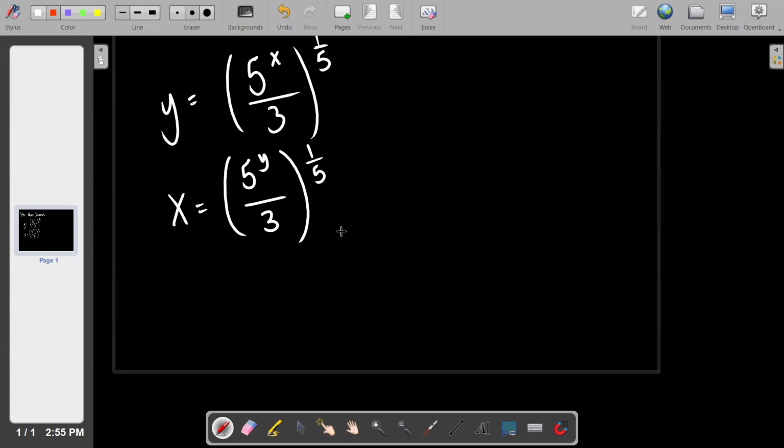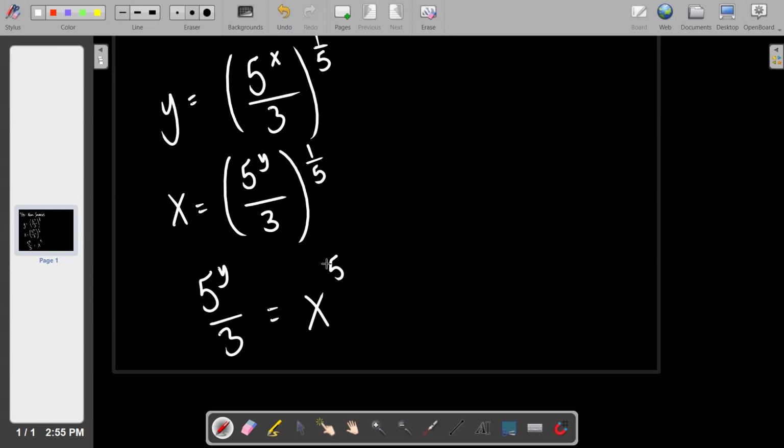Raise both sides to the power of 5. So I'm going to do a side switch on you. I like to do these. So if you raise both sides to the 5th power, you wind up with 5 to the y over 3 being equal now to just a plain old simple x to the 5th.